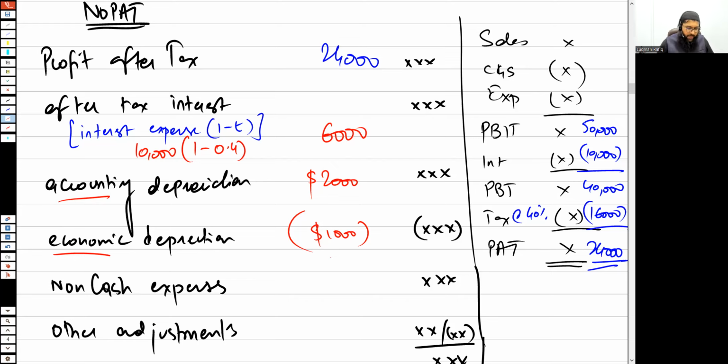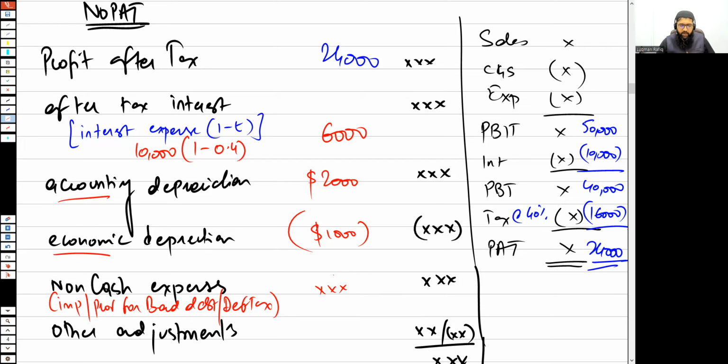Is that okay now? Now, what else happens is that whatever the non-cash expenses are, like impairment, provision for bad debt, deferred tax, etc., that is all added back.